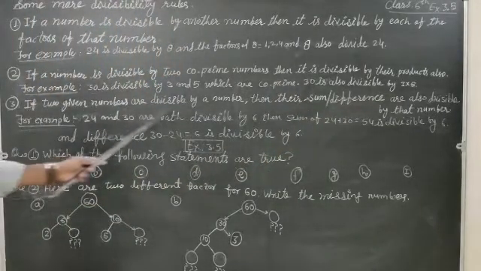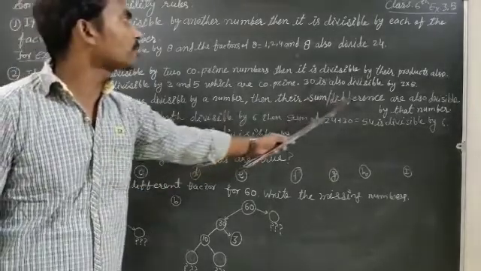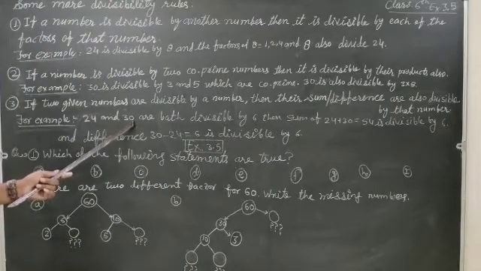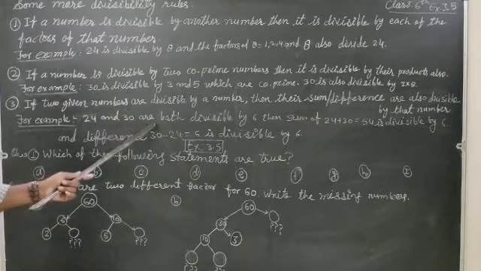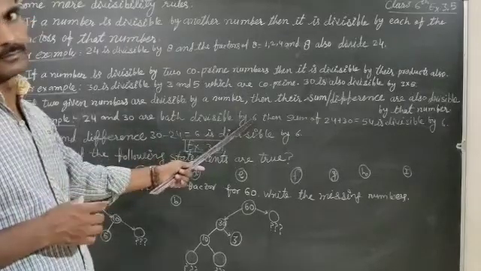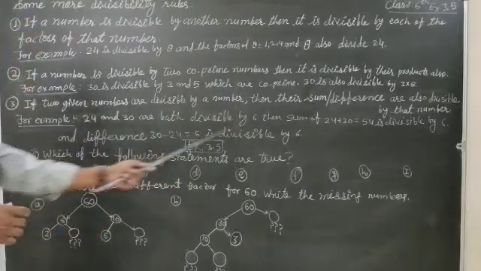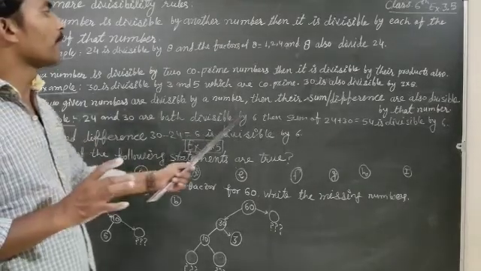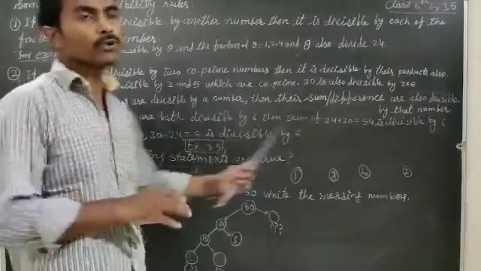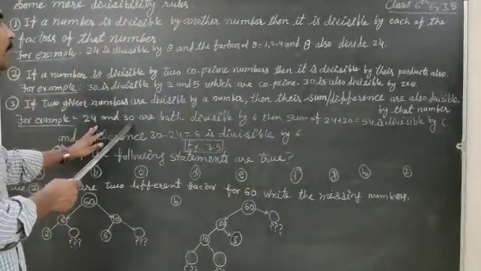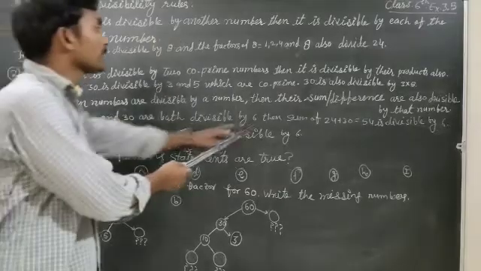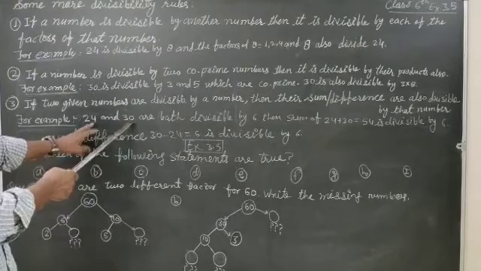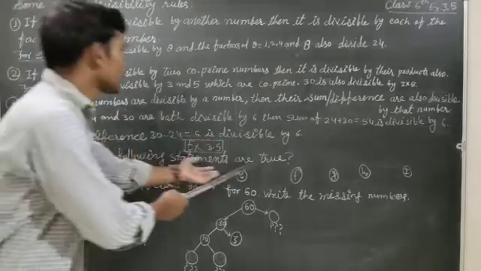If two given numbers are divisible by a number, then their sum or difference are also divisible by that number. For example, 24 and 30 are both divisible by 6. 6 4s are 24 and 6 5s are 30. Then the sum of 24 and 30 is 54. 54 is also divisible by 6, and the difference of 24 and 30 is 6. 6 is also divisible by 6.